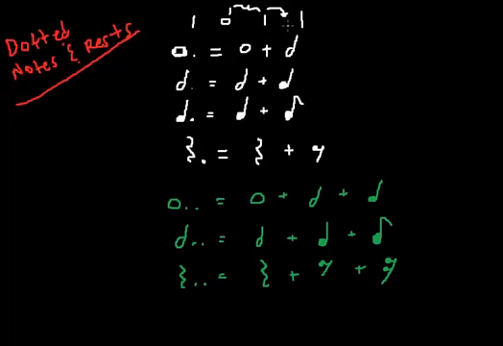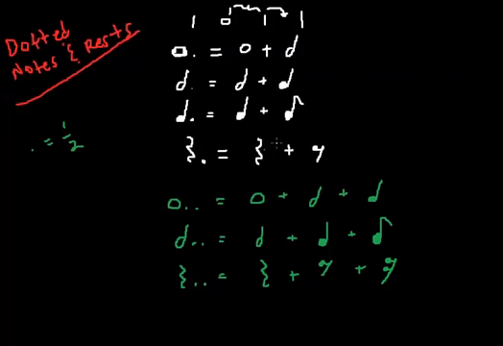Just know that it extends the measure by however many dots there are. So 1 dot equates to an addition of half of the preceding value. And you just tack that on to the end.